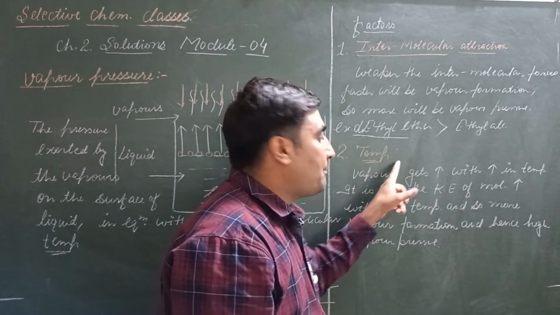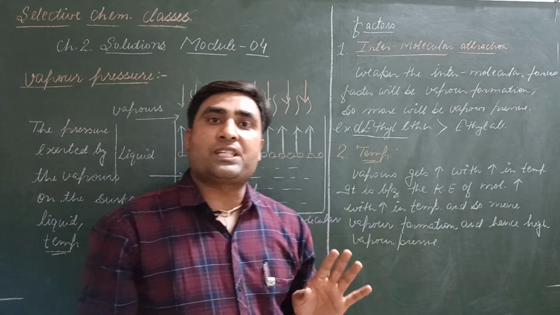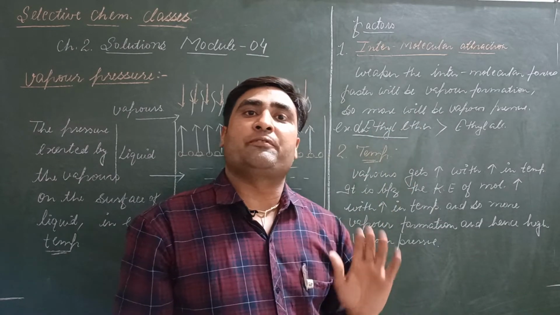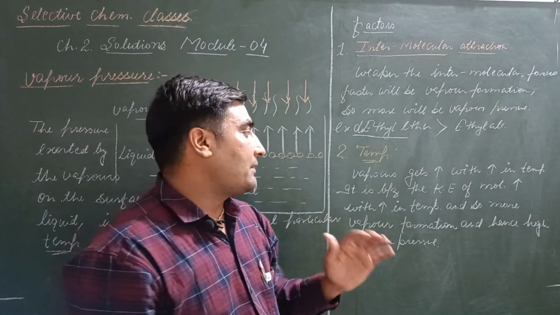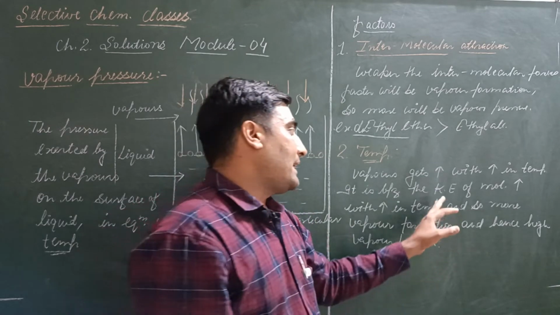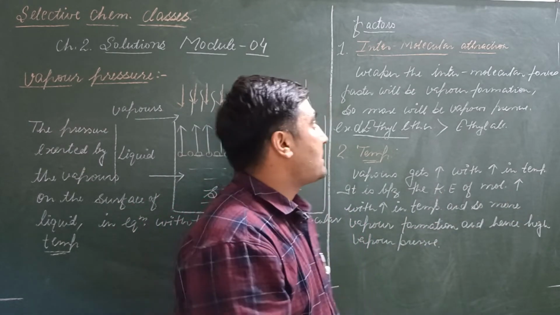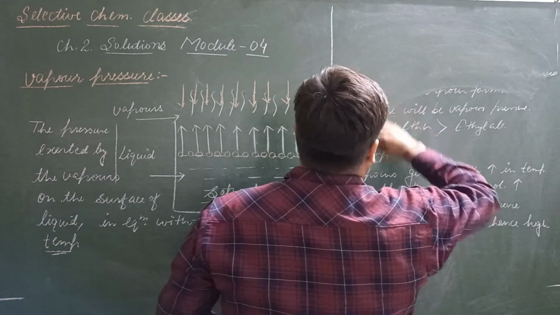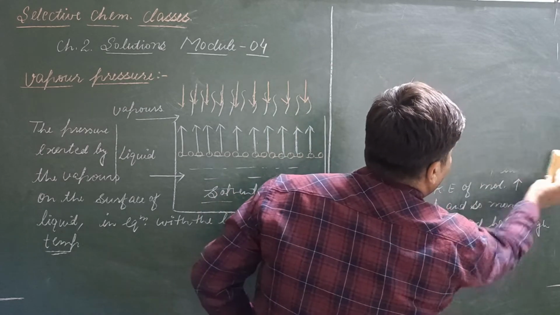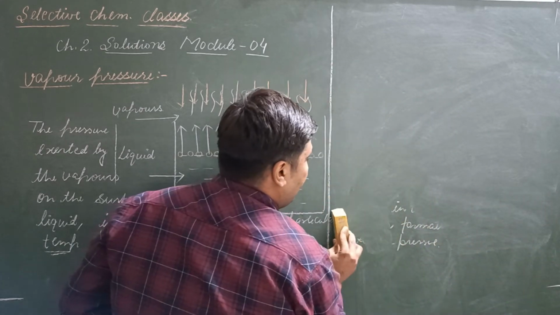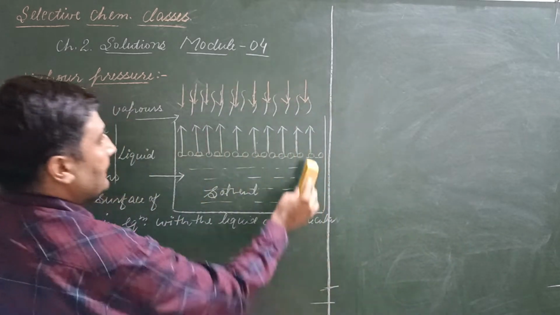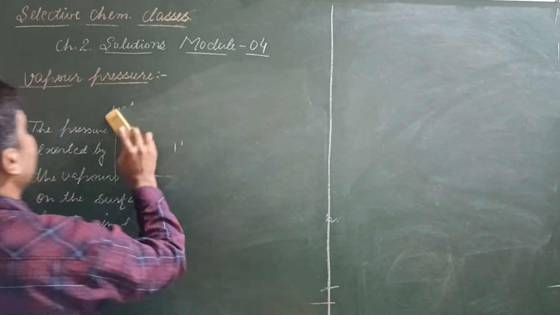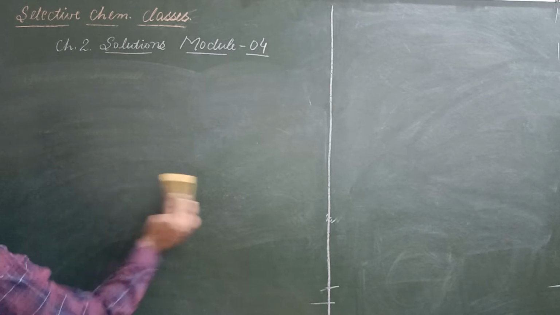The second thing is about the temperature. If we increase the temperature of a particular solution, then in that case the vapor formation will be fast and the vapor pressure exerted will be more, and it is due to increase in kinetic energy of the molecules. Now let's move further. Today we are going to start with Raoult's law. And the concept of Raoult's law, we are to start with the liquid solutions first. Let's take the first type of solutions, liquid solutions.